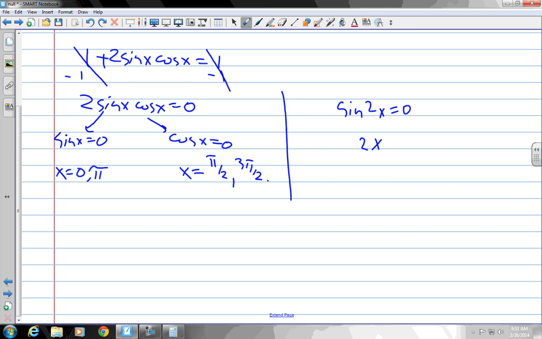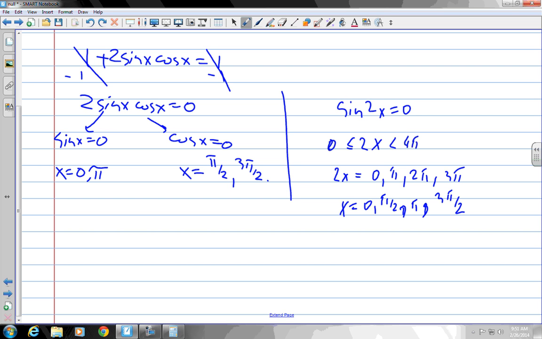2x has to be between 0 and 4 pi, so the 2x would be 0, pi, 2 pi, and 3 pi. Then you divide everything by 2, x equals 0, pi over 2, pi, and 3 pi over 2. You still get the same solution. Okay?